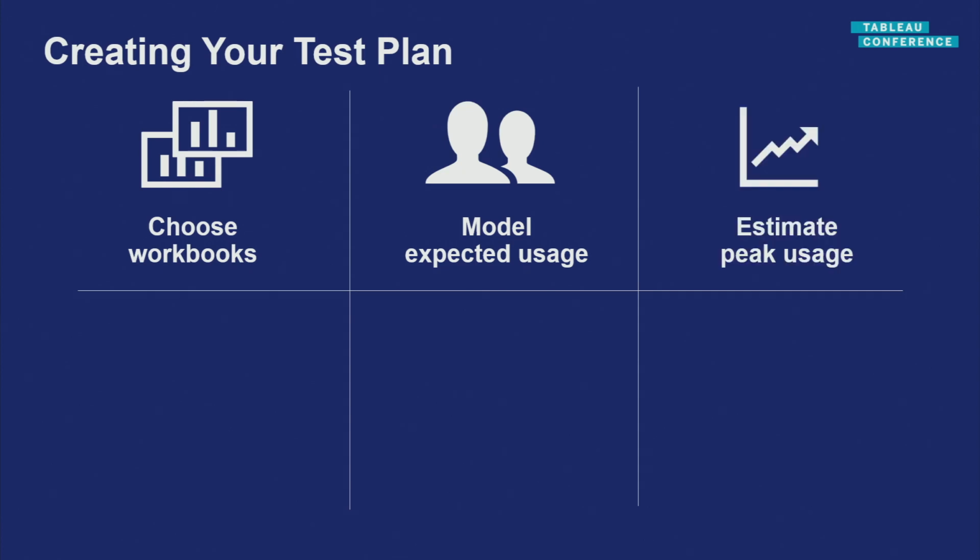Peak usage, or concurrency, what is the max number of users you're expecting? If you have 600 licenses, you're not going to have all those people using it at the same time. Again, admin views can be your friend here and help give you an idea of what you're shooting for. You might also just have a notion from the business of how many users you're expecting.